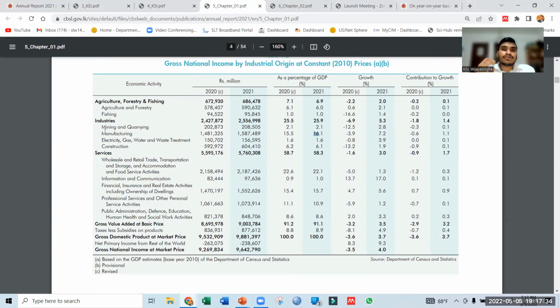Manufacturing is the component within industry that gives the highest contribution. Fishing gives only 1%. The rest of the 6.1 is from agriculture and forestry.